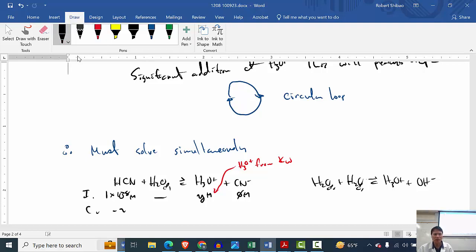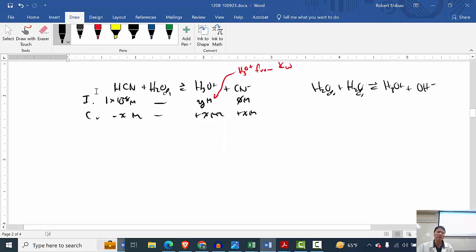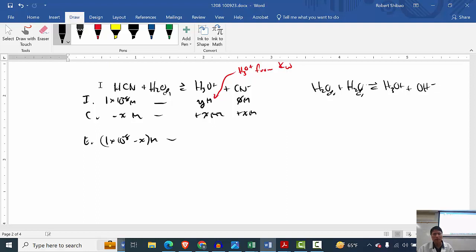Okay, now I'm going to let this equilibrate. So we're going to lose some HCN, gain some more hydronium, and gain some cyanide. And so we'll just do minus X, plus X, plus X. So at equilibrium, I'm going to have 1 times 10 to the minus 8 minus X molar HCN. And then for hydronium, I'm going to have the combined Y from Kw and X from Ka. So this is going to be Y plus X molar. And then cyanide will be X molar.